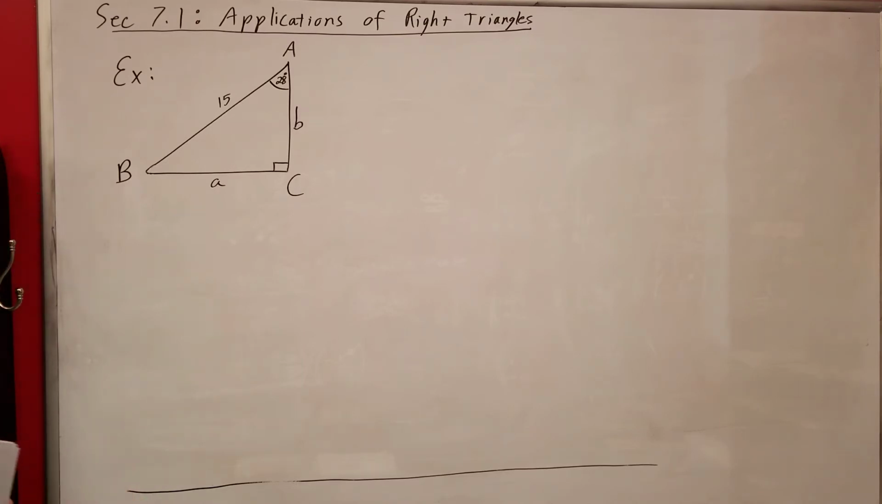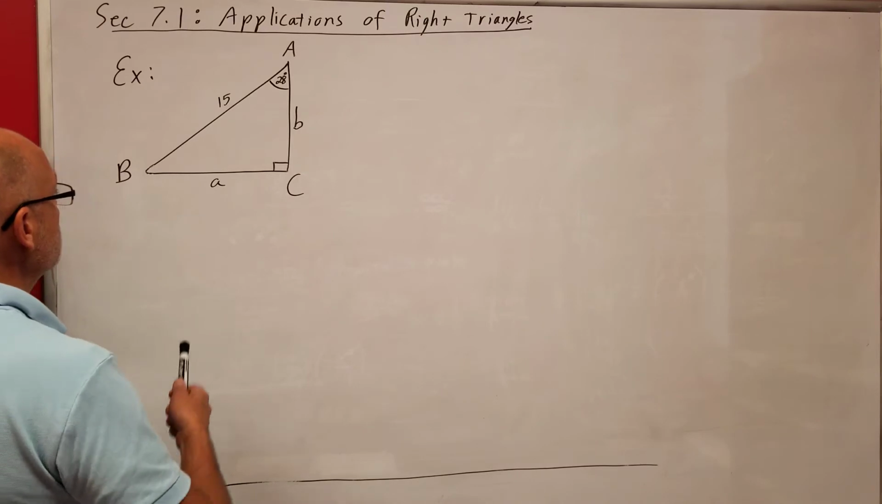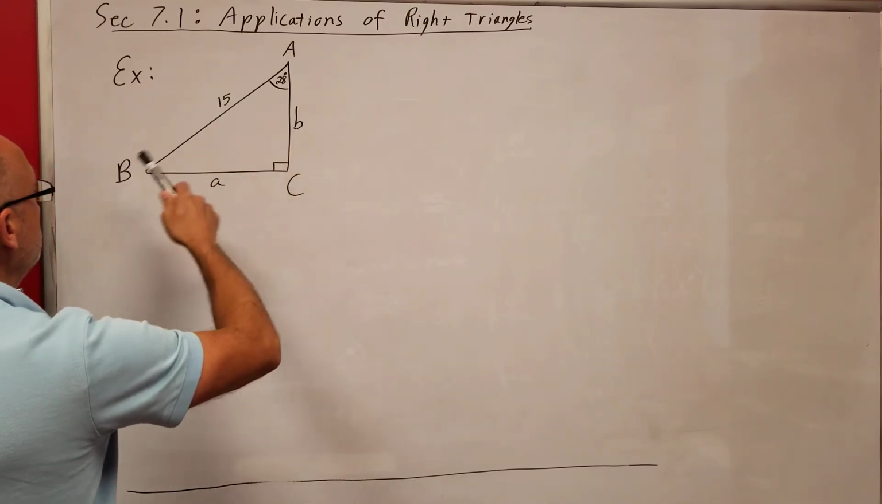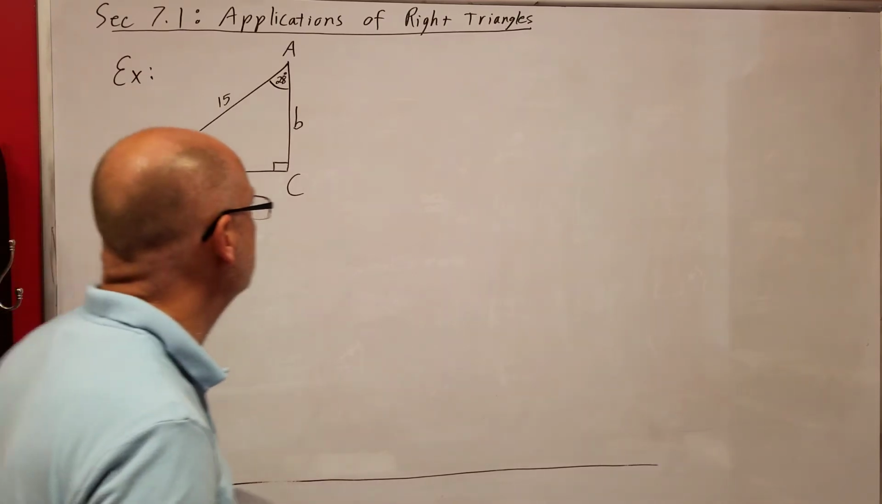All right, so this first example says solve this triangle. We have a right triangle here, okay? So I need to find all the unknown sides and all the unknown angles. So let's find angle A, find angle B, and side lengths. I'm going to start by finding angle B.